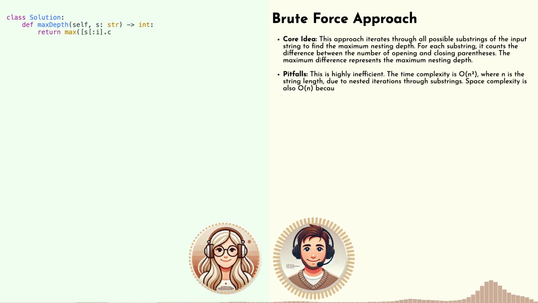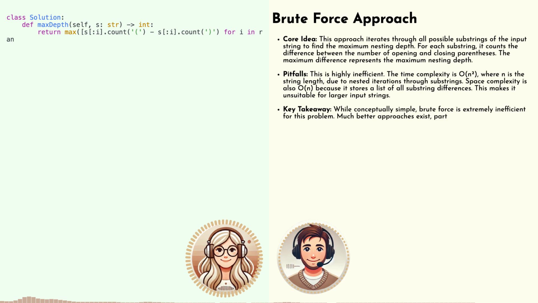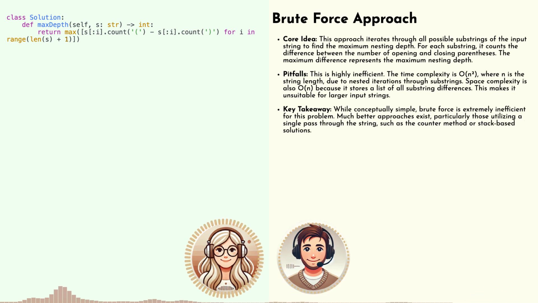nested. So, my first instinct would be to just check every possible combination of parentheses. Is that a reasonable place to start? It is. That's what we call the brute force approach. It might not be the most elegant way to do it, but I think it helps us wrap our heads around the logic. You're essentially going through the string and looking at every single substring. So we're talking about examining each little chunk of the string, right?